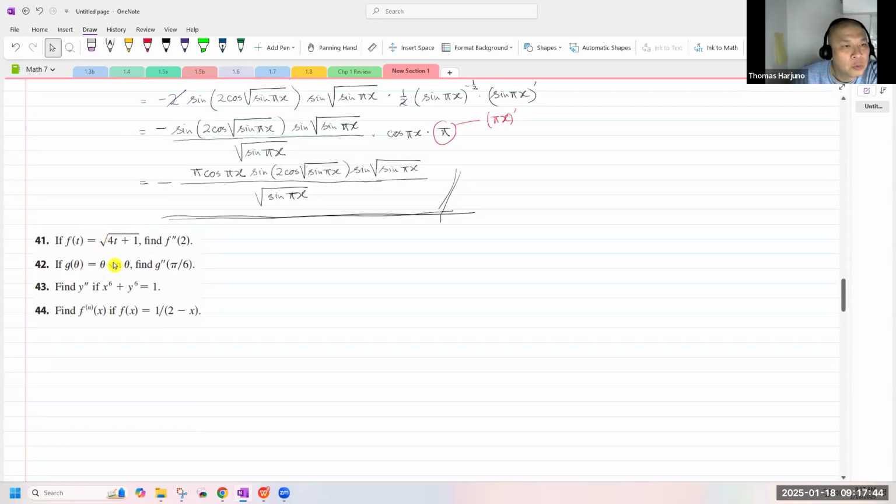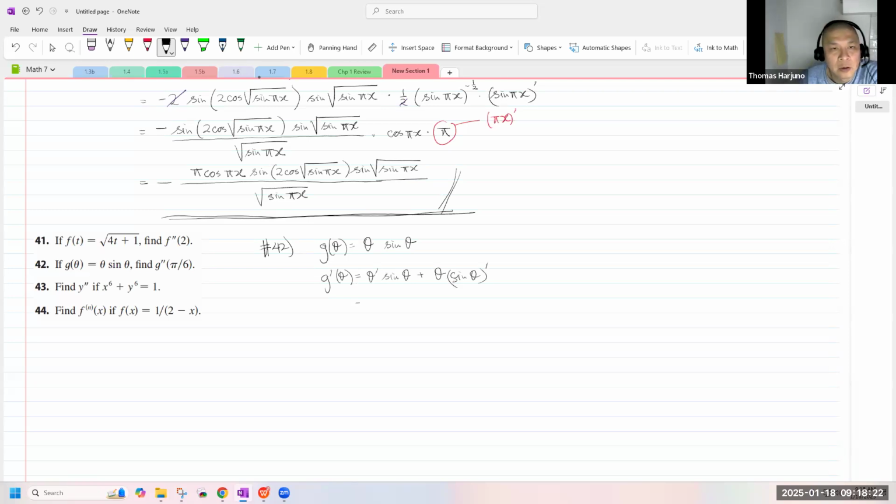Number 41 and 42, it's the second derivative question. I think that's similar, so I would just do number 42. So g theta equals theta sine theta. The question is find g double prime pi over 6. So g prime theta equals, product rule, right? Theta prime sine theta plus theta times sine theta prime.